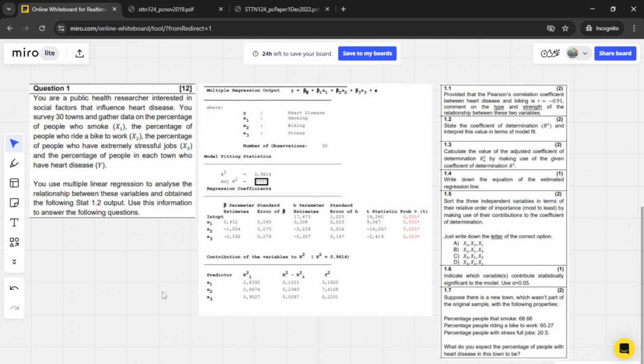So now the first thing that I want us to do is to write down the equation of the estimated regression line. Sometimes they'll say estimated regression equation. So bear in mind the question says write down. It doesn't say calculate. Ne? It says write down. It doesn't say calculate. So this is very important because we're not going to use the calculator here.